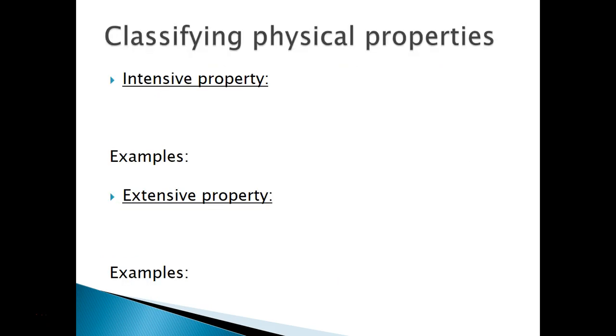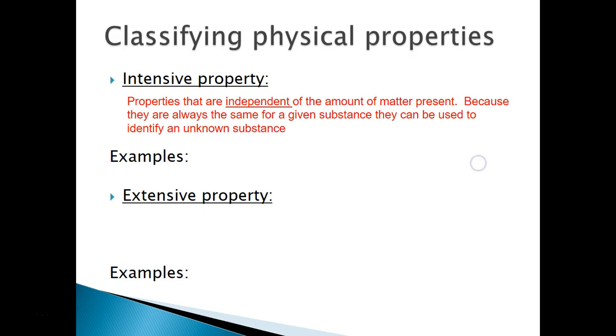Okay, so we can actually classify physical properties as either being intensive or extensive. An intensive property is a property that is independent of the amount of matter present. In other words, it doesn't matter how much of the sample you have, an intensive property of that sample of matter will always remain the same no matter how much you have. That means that intensive properties can be used to identify an unknown substance because for a particular substance they will always be the same. Examples of that would be something's color.